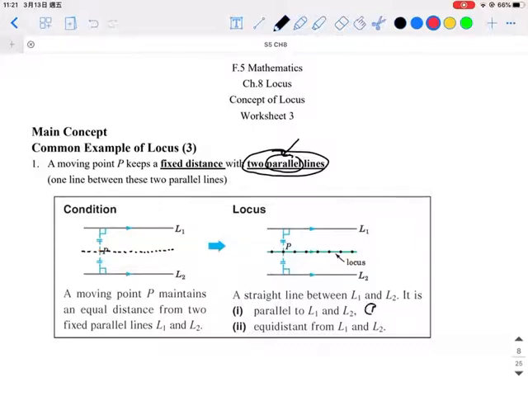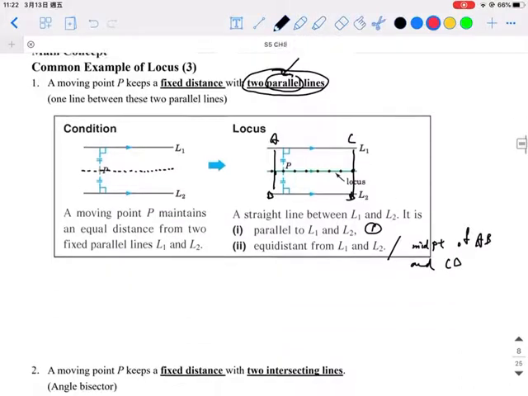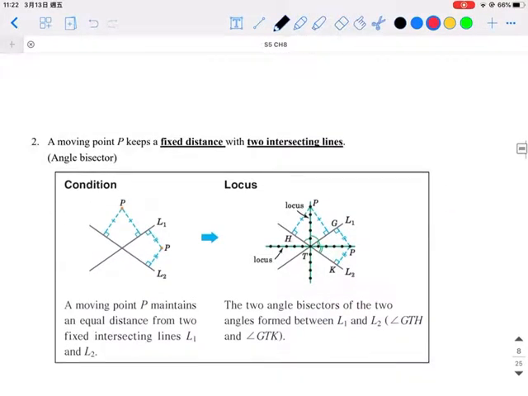The first is that it is parallel to L1 and L2, and the second is that it is equidistant from L1 and L2, or you can write it down as the midpoint, or between. Or we can say the midpoint of AB and CD.